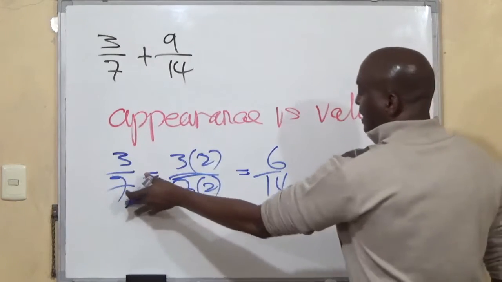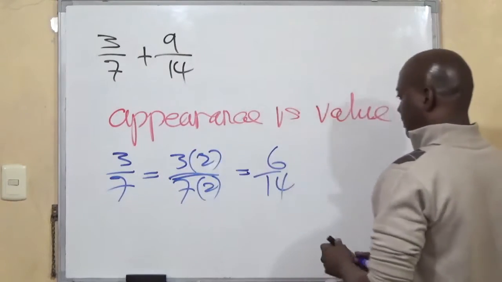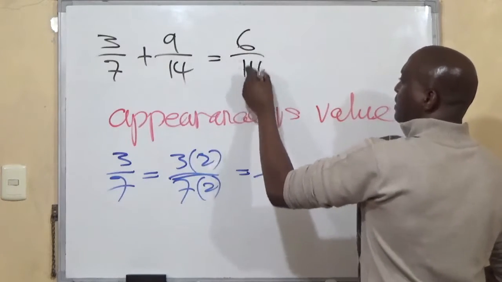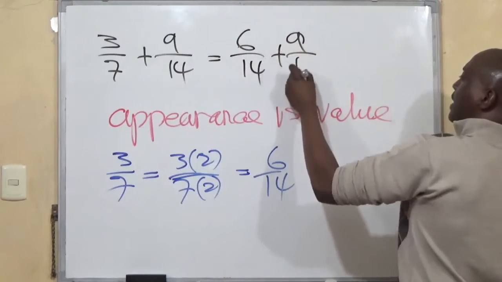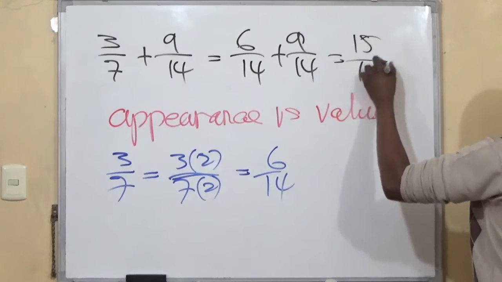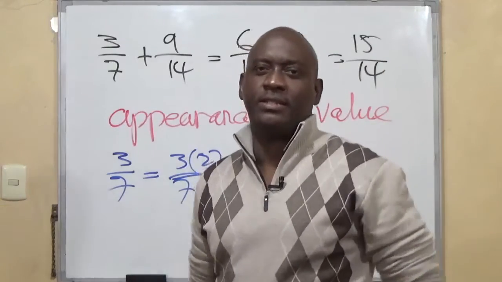So having executed this process, we could now write this as 6 over 14 plus 9 over 14. 6 and 9 is 15 over 14. Case closed. End of discussion.